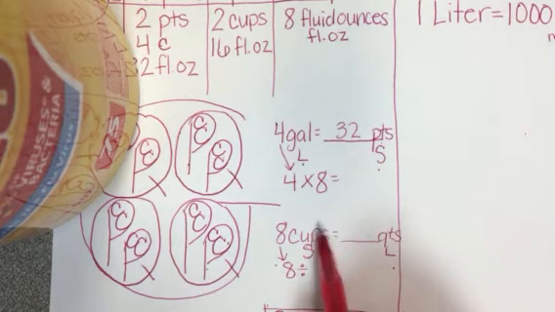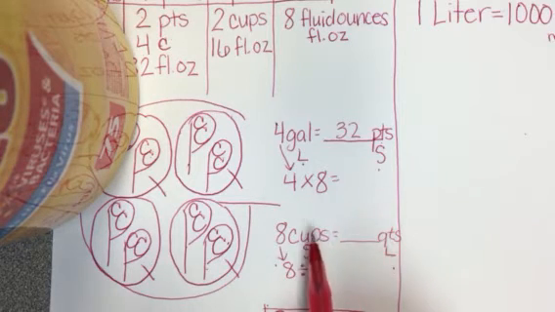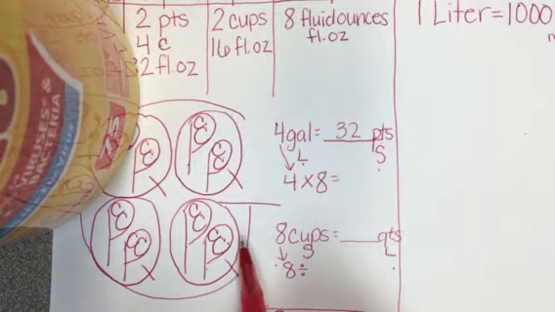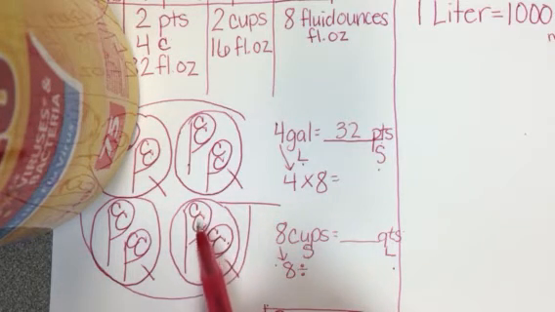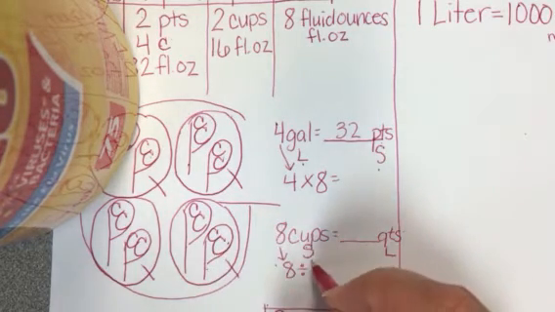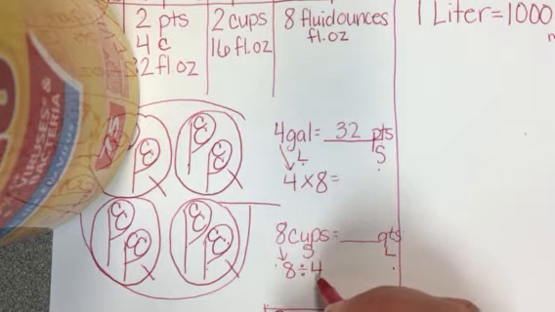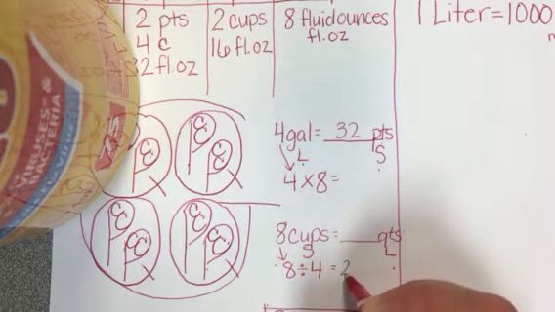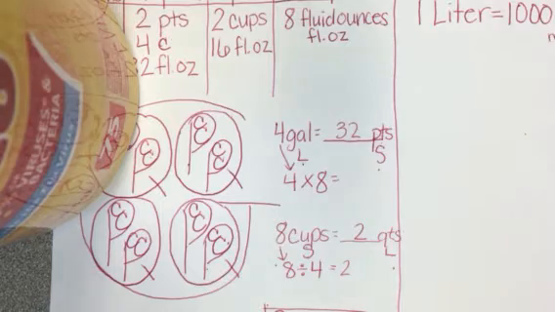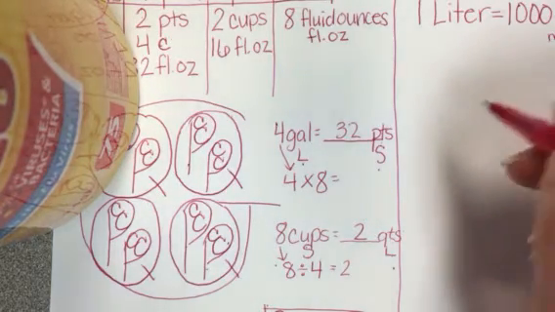How many quarts are inside of cups? So I'm not going to say it that way. How many cups are inside of a quart? Here's a Q for quart. How many cups are inside of there? 1, 2, 3, 4. So 8 divided by 4 is 2. Okay, let's practice a metric.